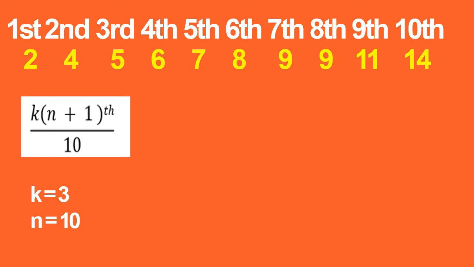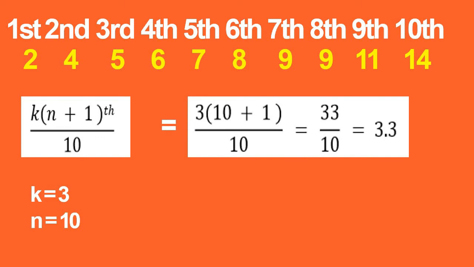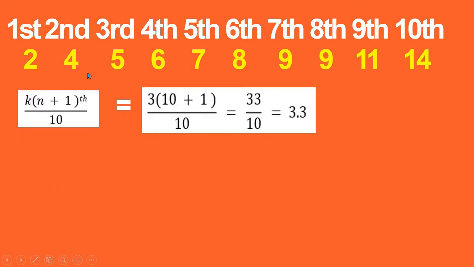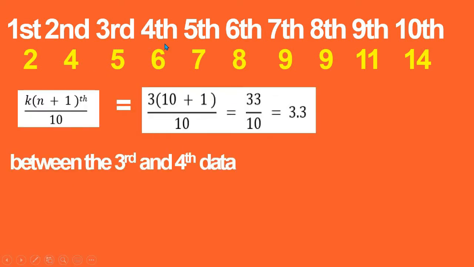By substitution, that will become 3 times the quantity 10 plus 1 all over 10. And 10 plus 1 is 11 times 3, that's equal to 33. Divided by 10, that is equal to 3.3. This is not an exact value. So, that is between the third and fourth data. And what is the number on the third and fourth position? Those are 5 and 6.